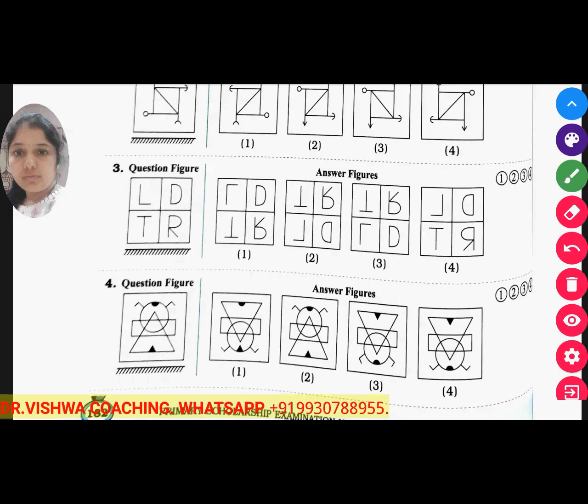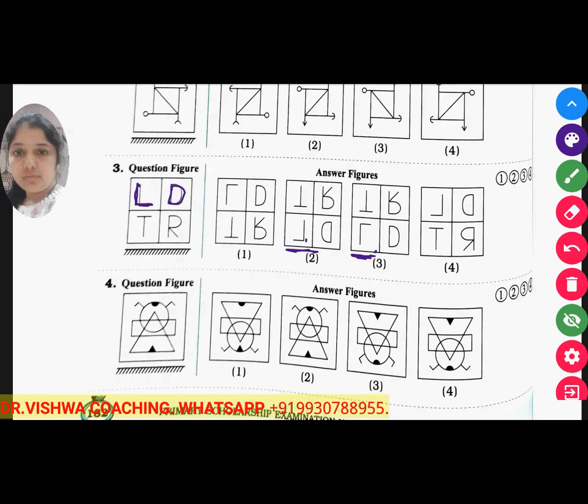These alphabets are here, and we have to check which is the correct water image of the alphabets. Now see, this L is there in the upper quadrant and D is there in the upper quadrant. So this L and D will come to the lower quadrant. Okay. Now these two options show L and D at the lower quadrant.